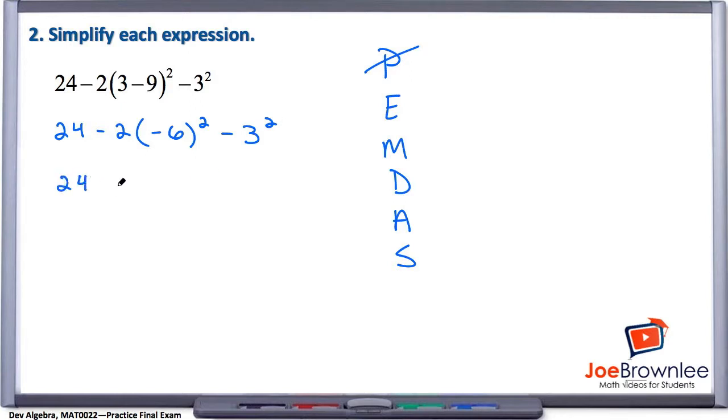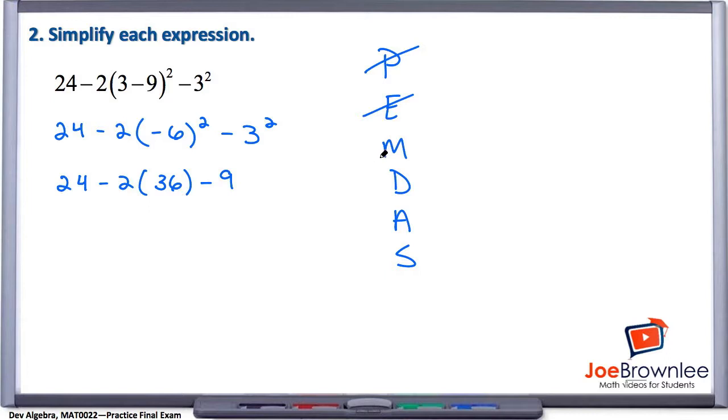So we have 24 minus 2 and negative 6 squared. Well, we know a negative times a negative is a positive, and so in this case, negative 6 squared is going to give us a positive 36. And then here we have 3 squared, right? The base is 3. It's not negative 3. And so 3 squared is 9. And then we slap on that negative, so we get minus 9. All right, so our exponents are done.